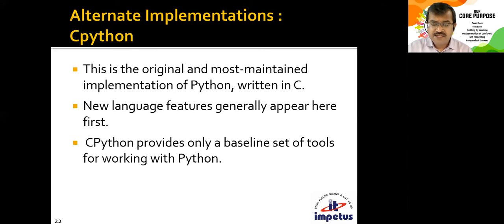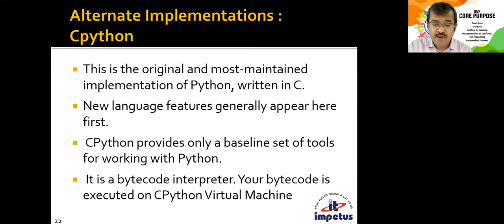Now, when I say baseline set of tools, it tells what the Python standard is talking about. So standard library implementations you will find in this CPython. Now there are a number of third parties, a number of other companies, which will provide something more on top of it, but the minimal implementation, the baseline implementation, the standard implementation of Python that you see will be available in CPython. It is a bytecode interpreter. Your bytecode is executed on the CPython virtual machine. That means the implementation of this virtual machine is also done in C language.